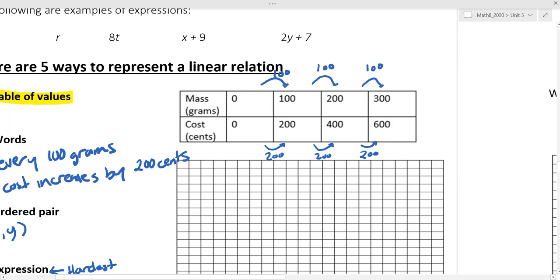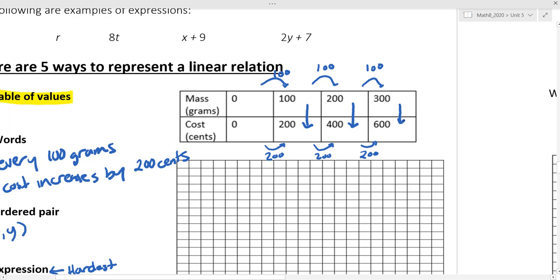So if I give you this relationship here and say, hey, can you tell me what the relationship is, an expression? If I gave you mass and asked you to calculate cost, what would you do? What equation would you come up with? What expression would you come up with? If I said, hey, how much would 400 grams cost? What would your answer be? How could you calculate that other than just following a pattern? What calculation could you do? What pattern do you see going this way?